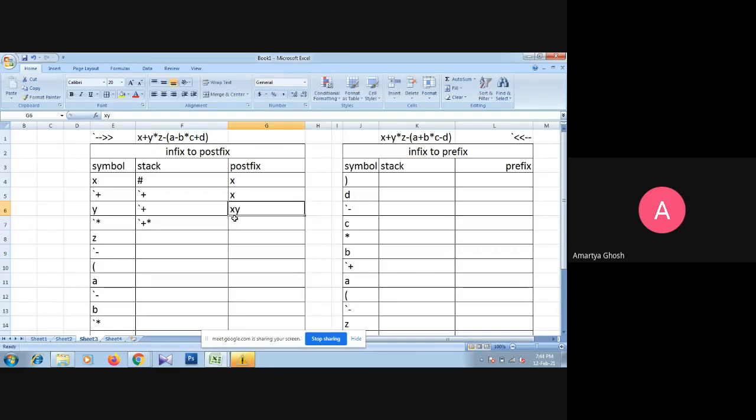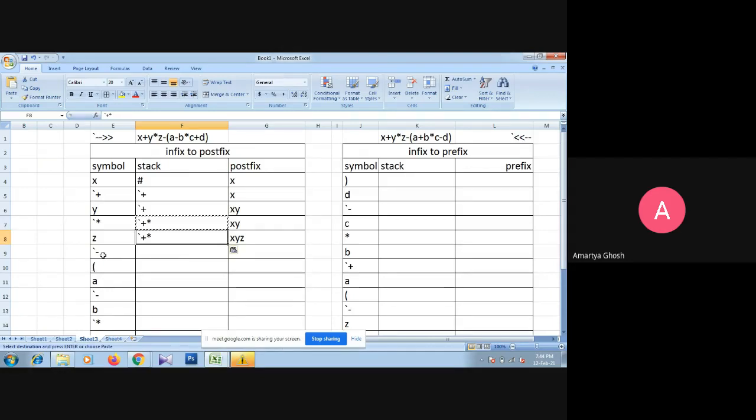So postfix should remain the same, because this is the time when we read an operator, so the postfix will be the same. So the next element, z, is the operand, so at that time, x, y, z. So z will sit into the post position and the stack will remain the same.